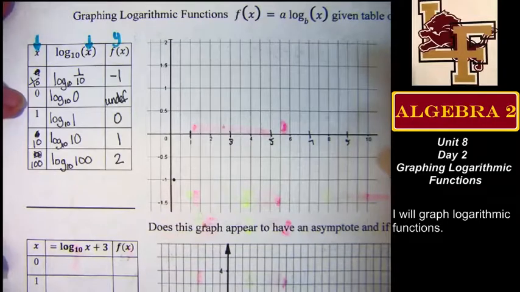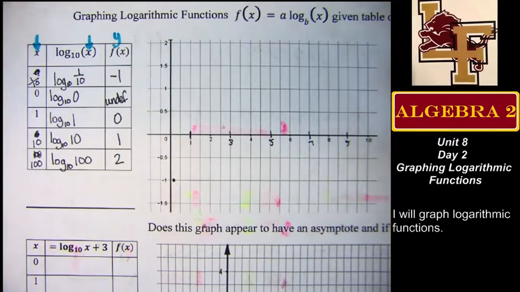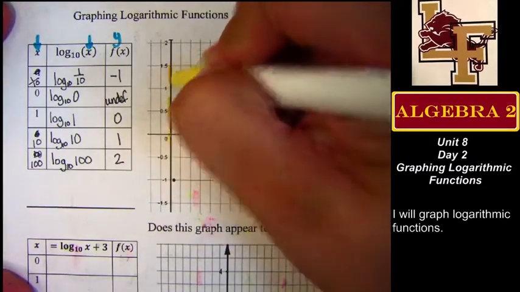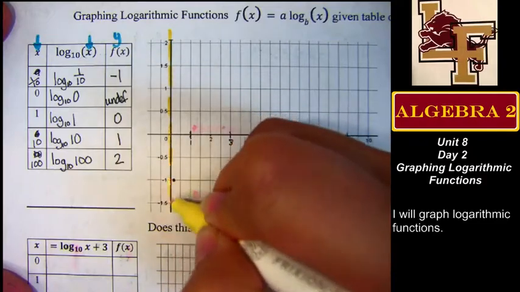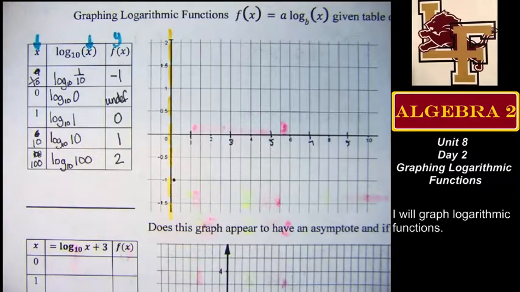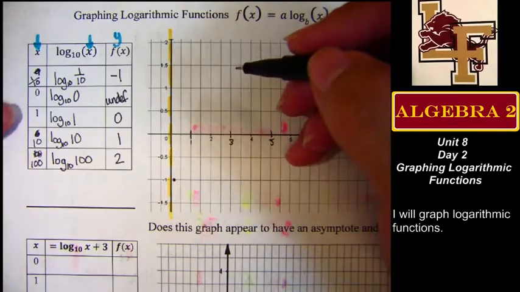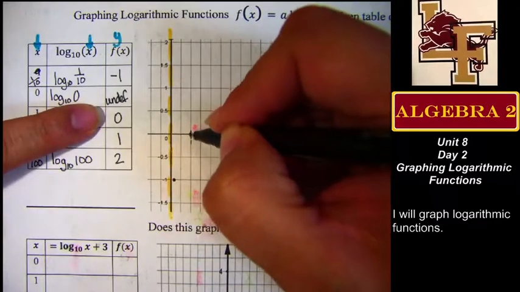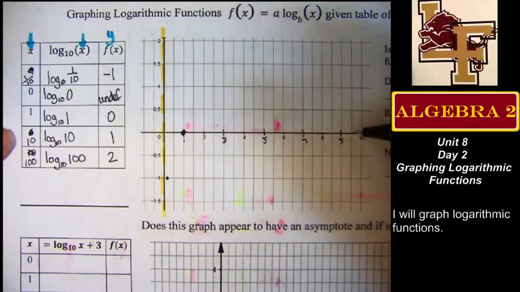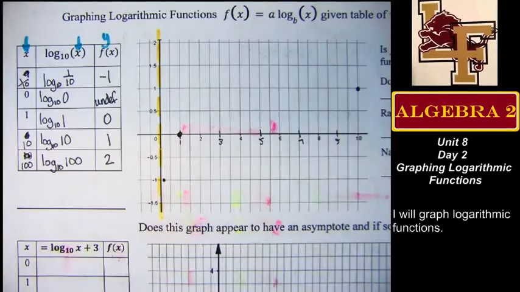When x is 0, it's undefined. Okay, so for undefined, I'm going to draw myself a wall that says Do not pass. Okay. X is 1, y is 0. X is 10, y is 1. X is 100. I can't go that far, so I'm going to stop. So that's all I can graph on this. X is 1, y is 0. All right, now I'm going to draw it.